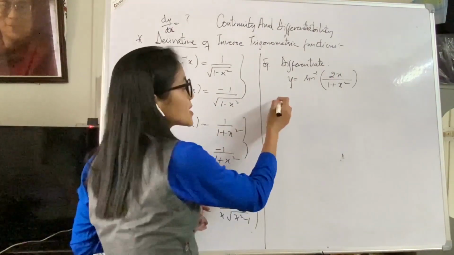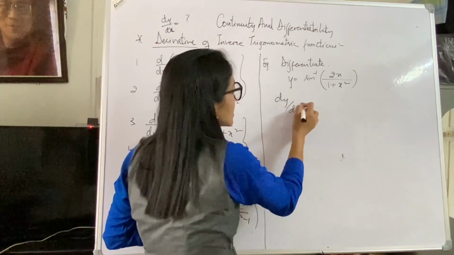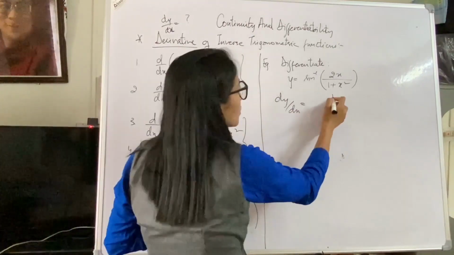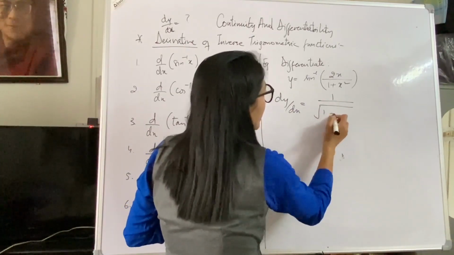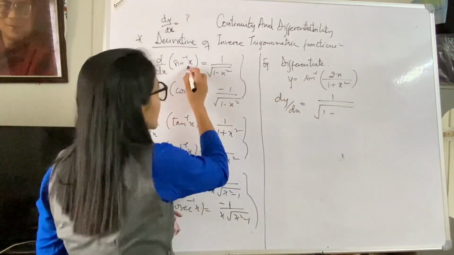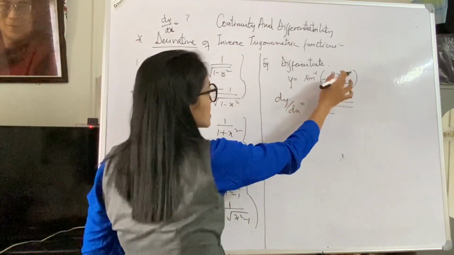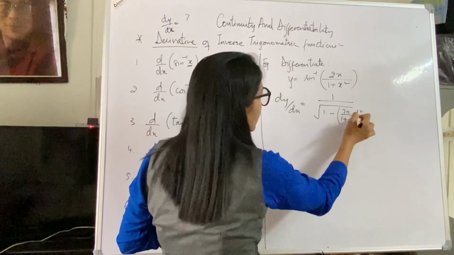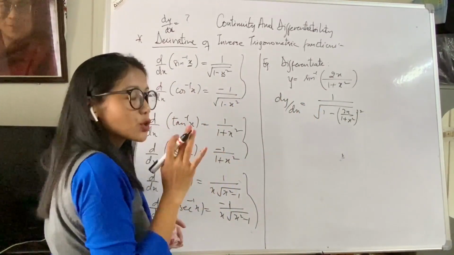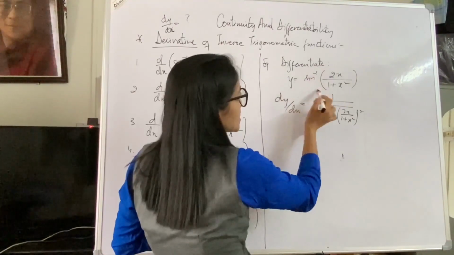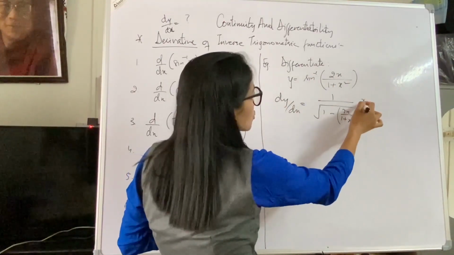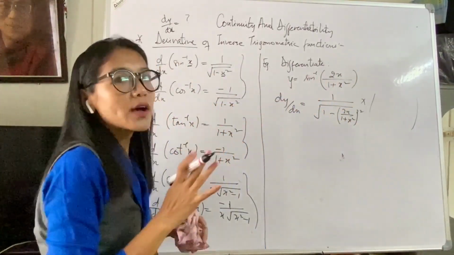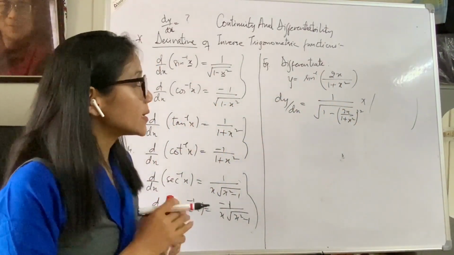So some of you may start doing it like this: dy by dx is equal to, the derivative of sine inverse of x is 1 upon square root of 1 minus x square, where my angle is 2x upon 1 plus x square, whole square. But you have to apply the chain rule also. First you differentiate this whole, into, now you need to differentiate the angle, which is a quotient, so you have to apply the quotient rule. So that will be very lengthy, right?